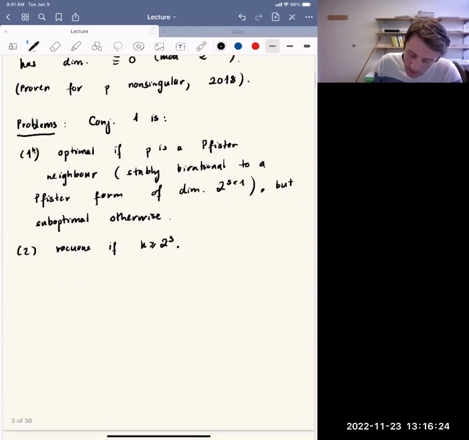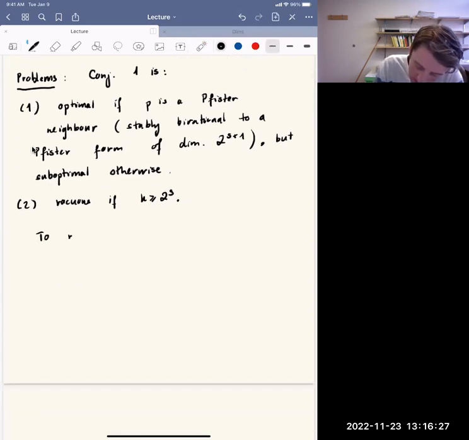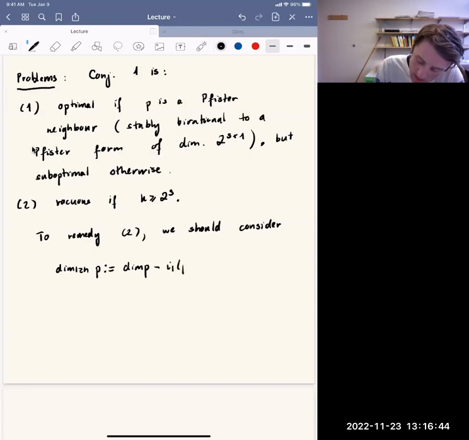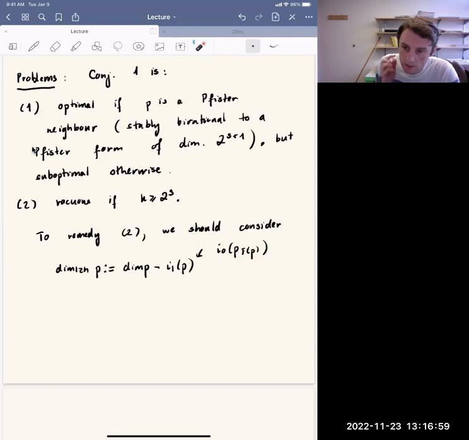So it's well known how to remedy this second problem. So to remedy problem 2, we should take into account the following invariant of P. So this is what's called the Izhboldin dimension of P, and it's defined as the dimension of P minus I1 of P, where I1 of P is the isotropy index of P over its own function field. So you take P, you extend scalars to its function field, and in the non-singular case, this is how many hyperbolic planes you can split off over that field. So it's called the first Witt index of P in that case.